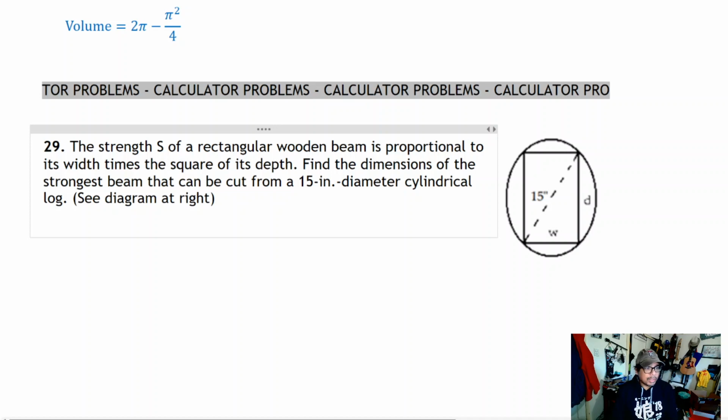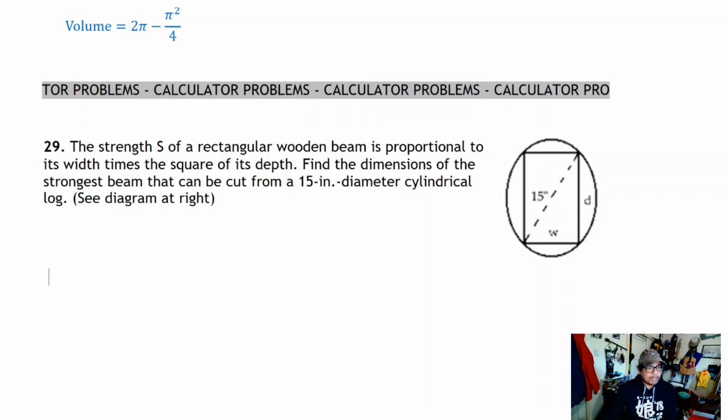Okay, the strength of a rectangular wooden beam is proportional to its width times the square of its depth. Find the dimensions of the strongest beam that can be cut from a 15-inch diameter cylindrical log. See diagram at the right.